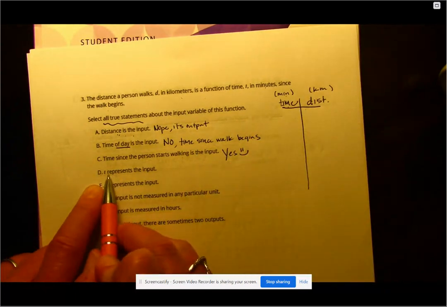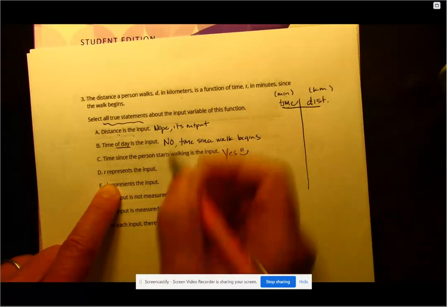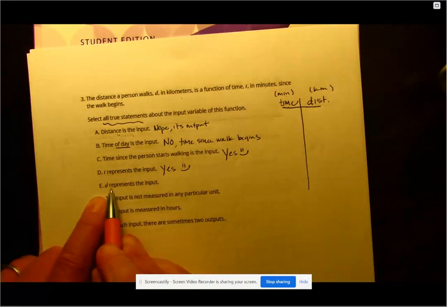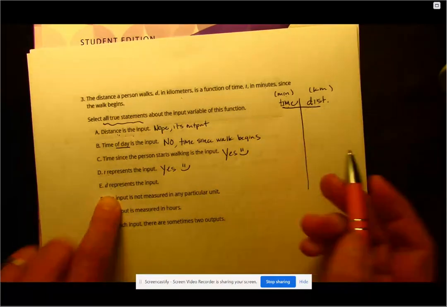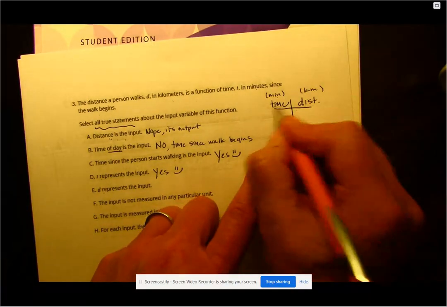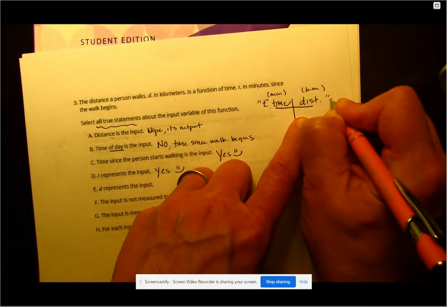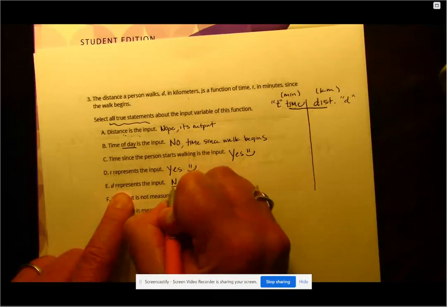Does T represent the input? Yes, T is minutes, time, yes. Does D represent the input? No, D is over here for distance. And so instead of X and Y, they use T and D. And they said that up there. Oh, D is the output.